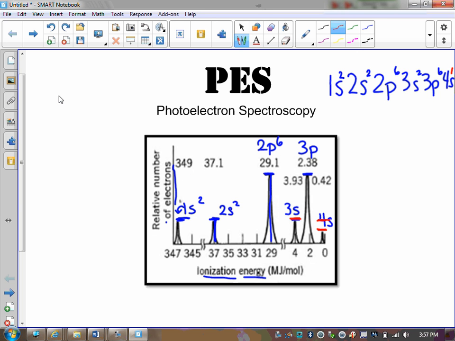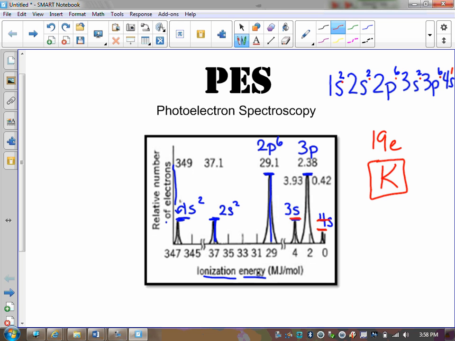Sorry for having to squeeze that in over there. So our electron configuration is 1s2, 2s2, 2p6, 3s2, 3p6, 4s1. And the element that has 19 electrons is potassium.